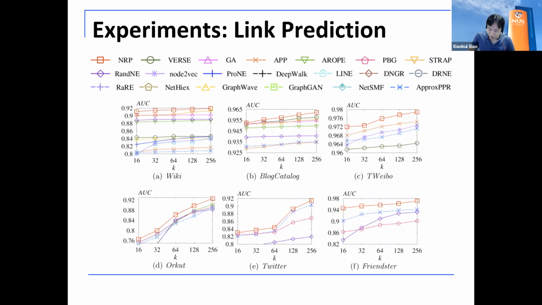In particular, on the largest two graphs that we have, there are only 2 existing methods that can process the embedding construction in reasonable time. And they are RANNE and PBG. But one thing that you can notice is that their link prediction performance is much worse than our method.